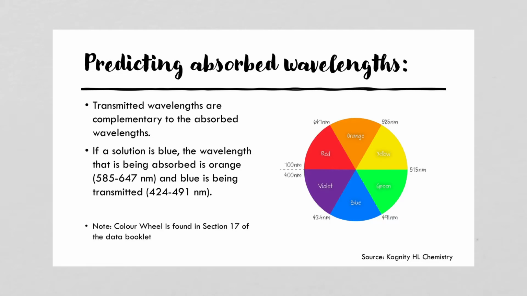So we can predict the absorbed wavelength if we know what the transmitted wavelengths are. The transmitted wavelengths are complementary to the absorbed wavelength. So if a solution is blue, the wavelength that's being absorbed would be orange. So it would be absorbing light in the 585 to 647 nanometer range, and blue would be transmitted, so it's transmitting in the 424 to 491 nanometer range. Just remember that the color wheel is found in section 17 of the data booklet for your reference.